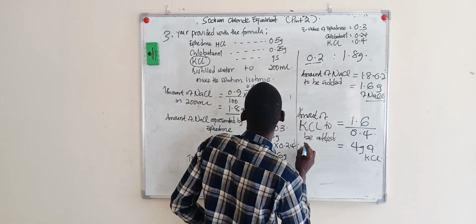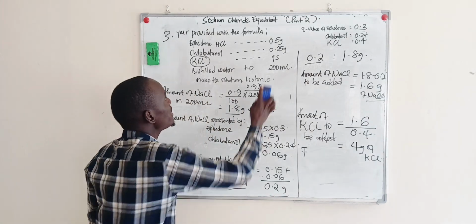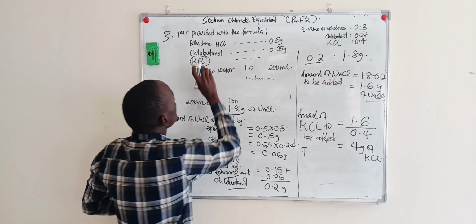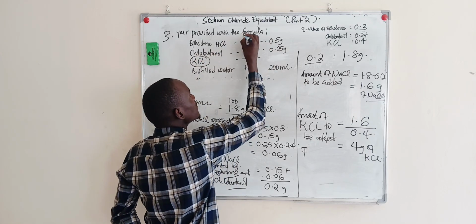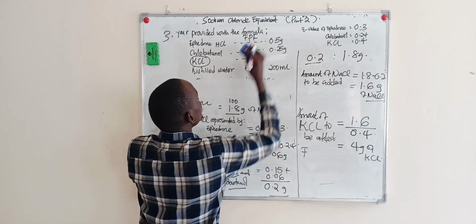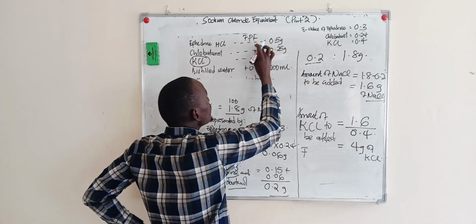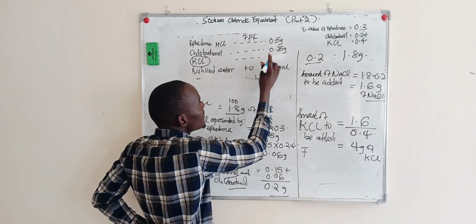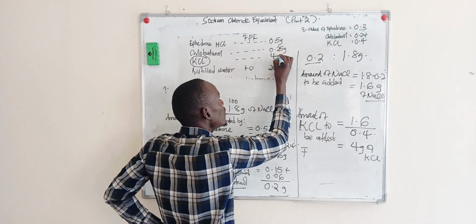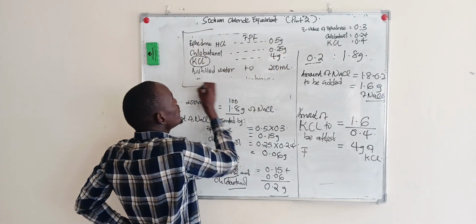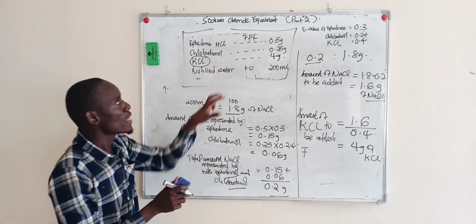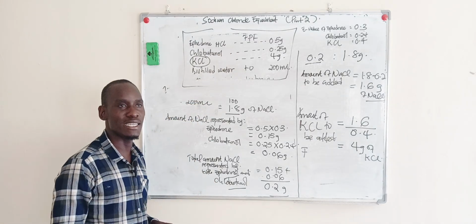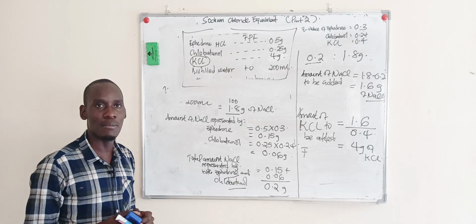So our final product formula is going to be ephedrine hydrochloride 0.5, chlorbutanol 0.25, then potassium chloride is 4 grams. So by doing that, we shall have made that solution isotonic with blood plasma. Hope you have got it. Let us look at the fourth example.